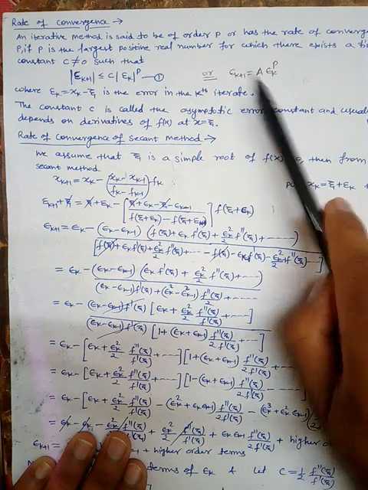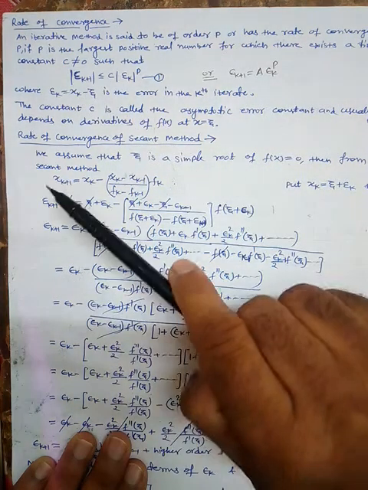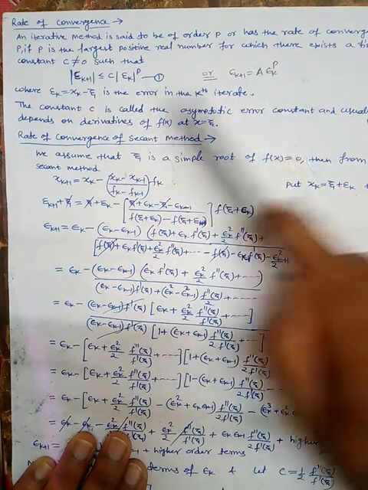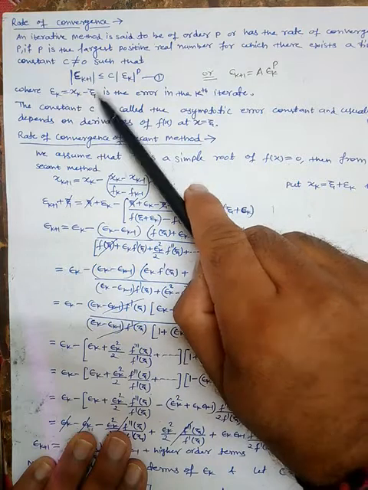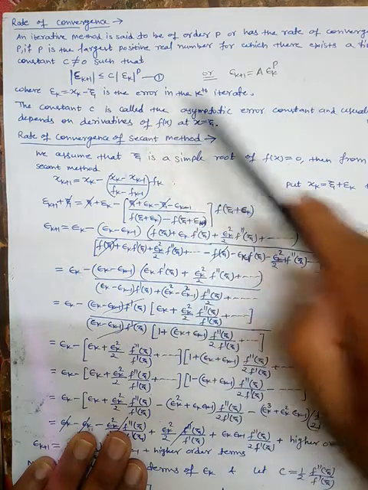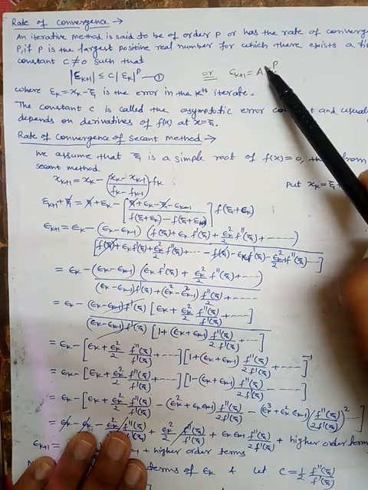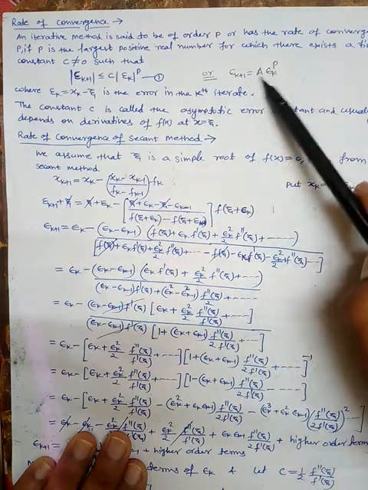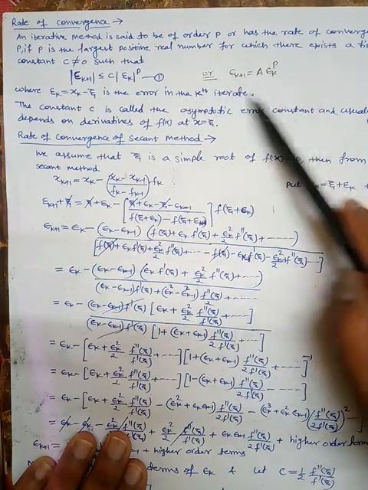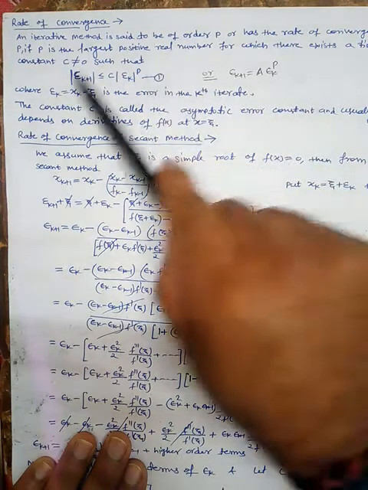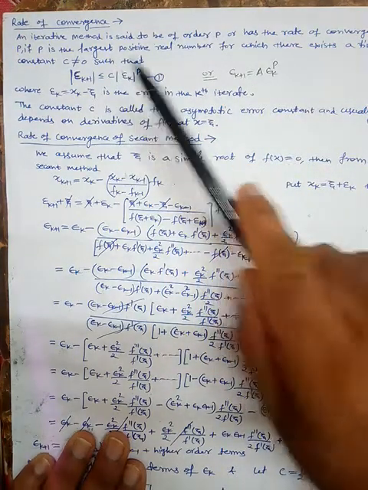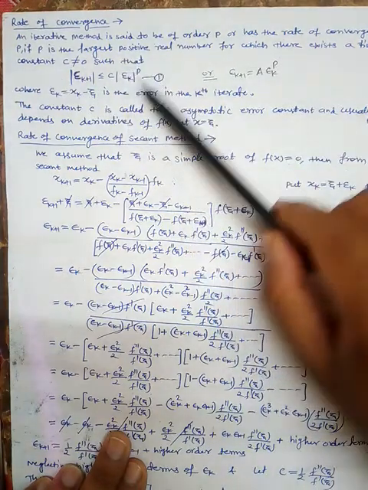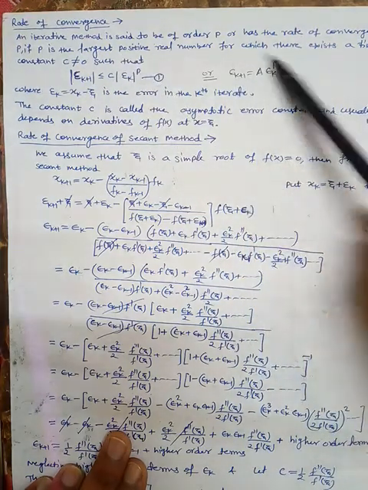A is again a constant, just like C. Here is an inequality, however here is an equality. So the magnitude on both sides and this inequality is adjusted by this constant a. This will be used to find out the rate of convergence. This is the standard definition. However, to find out the rate of convergence, we will use this definition.